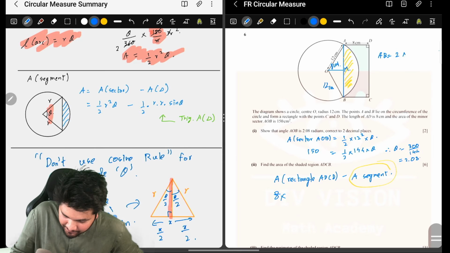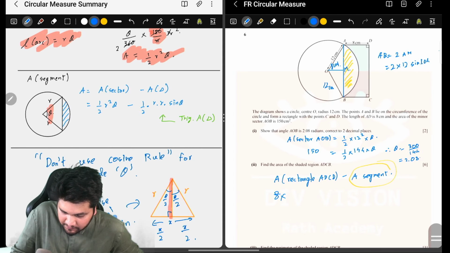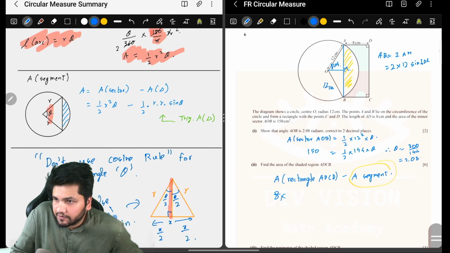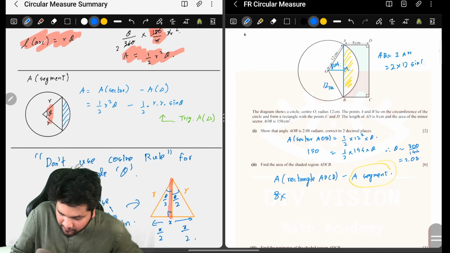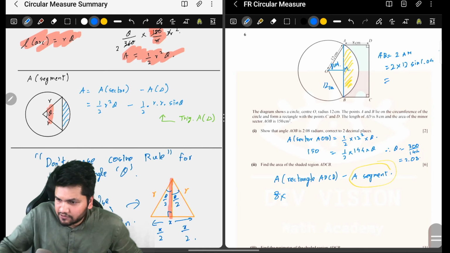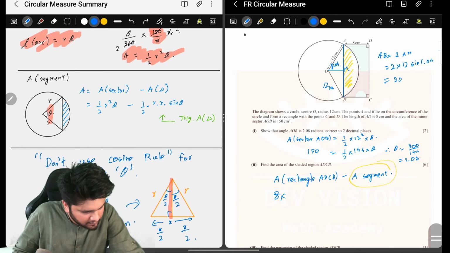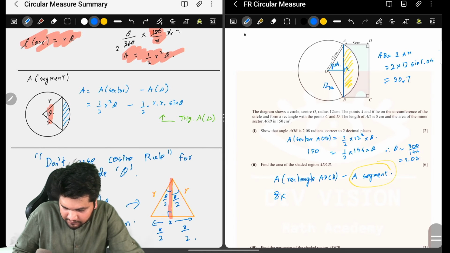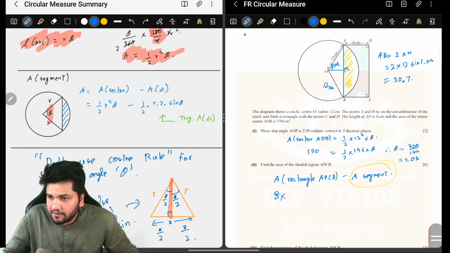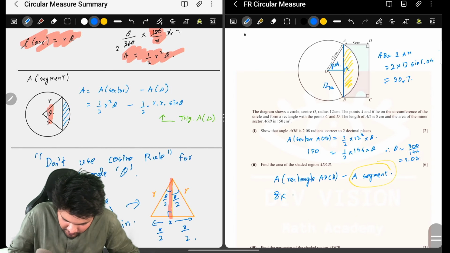2 times AM, and this is the opposite side. So 12 sine 1.04. 12 into sine 1.04. We'll just use the calculator for this and we'll get 20.69, or we'll say 20.7. That's going to be the length of AB. Now once we know the length of AB, the area of the rectangle is going to be 8 into 20.7.